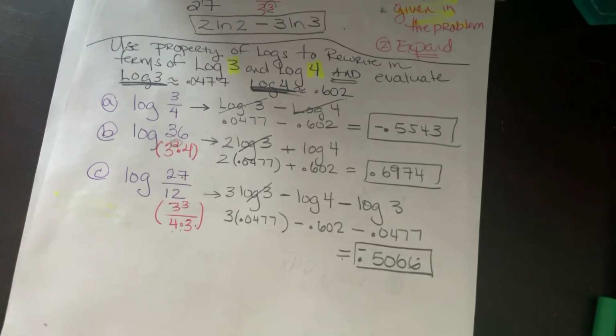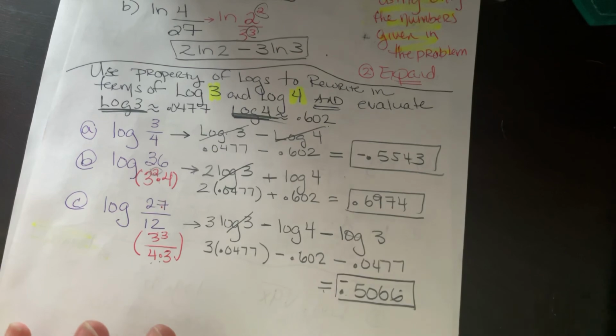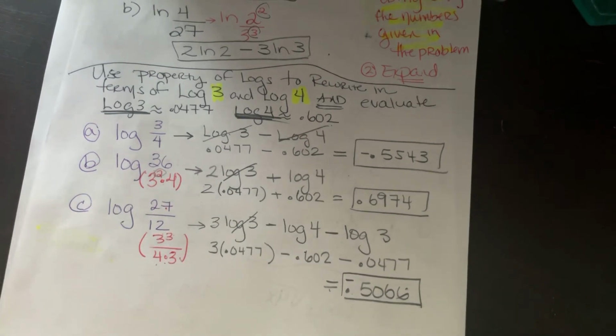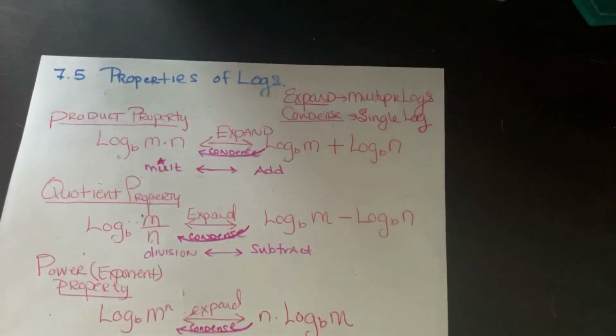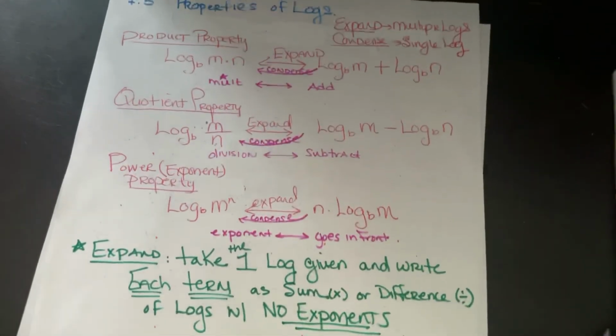There you go. So as you can see, it's a little tricky, but it's the same thing over and over again. These require some time, so definitely reference this when you guys are doing your homework. Just remember the properties, and your properties obviously are what we just did. Multiplication goes to addition, division goes to subtraction, and then the exponent comes to the front. Okay, that was your lesson for today. Next time I see you, we will go do the condensing.